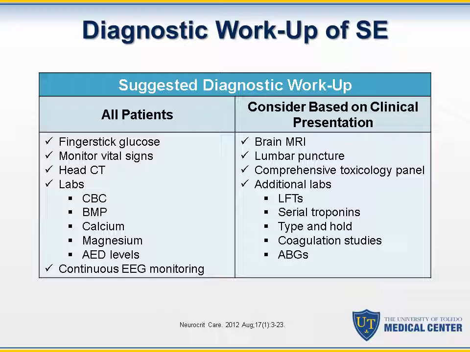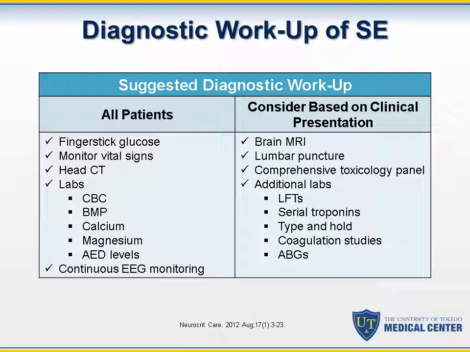The following are the suggested diagnostic workup that should occur as soon as possible and at the same time as treatment. In all patients, it's recommended that you obtain a finger stick glucose, monitor vital signs, obtain a head CT in most cases, and then some labs that you should obtain are CBC, BMP, total and ionized calcium, magnesium, and the AED levels if the patient was on an AED at home. And then you also want to institute continuous EEG monitoring.